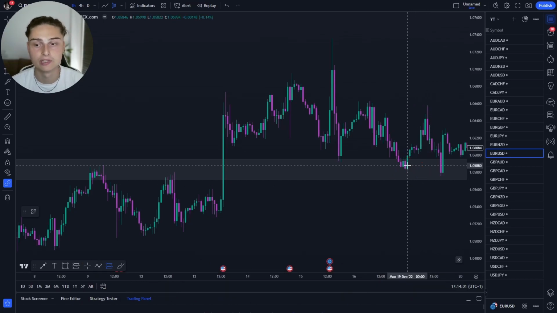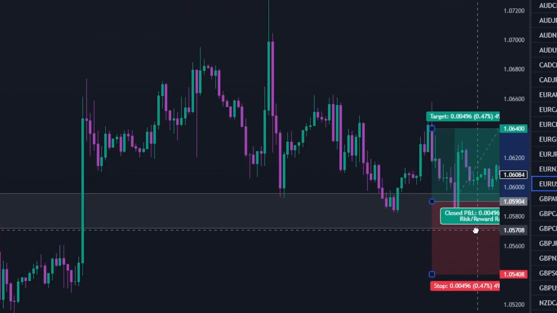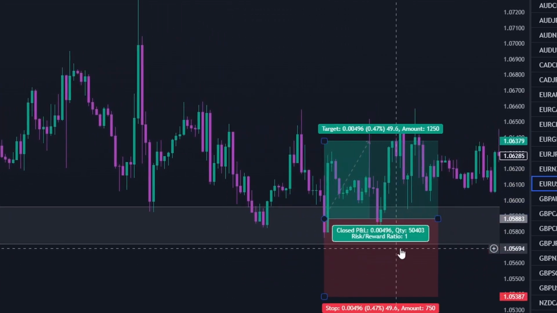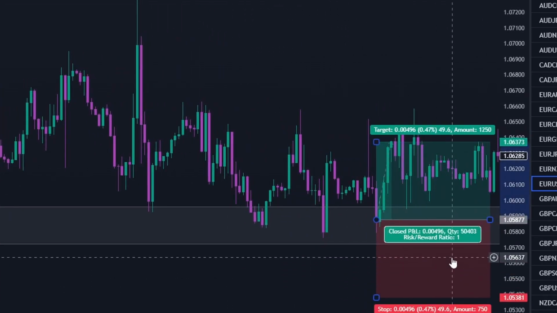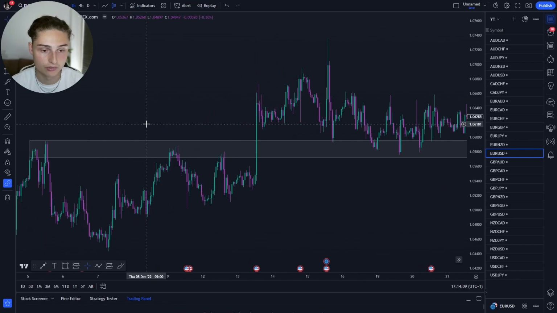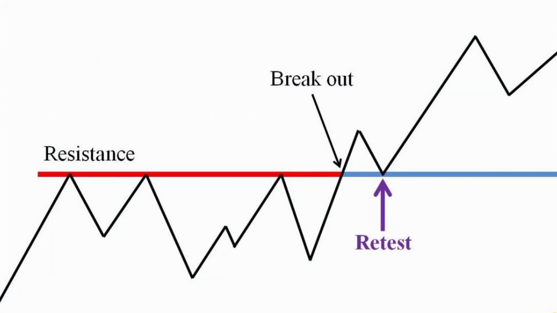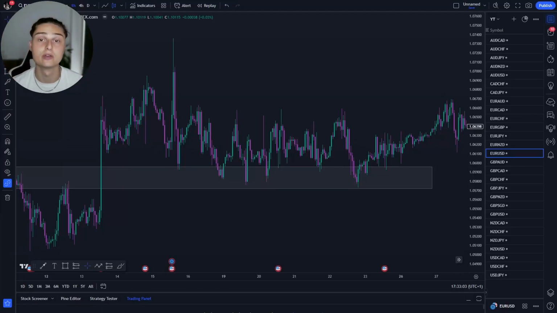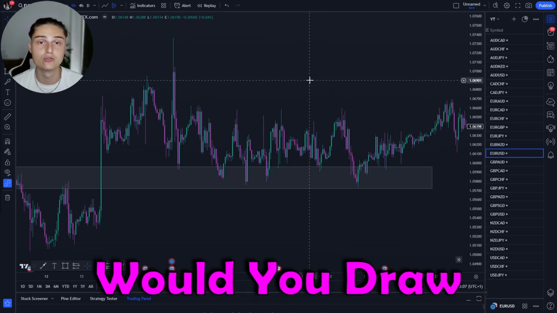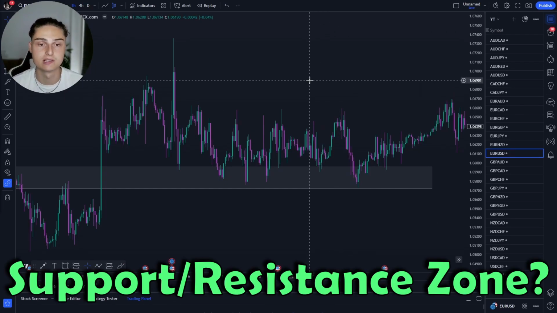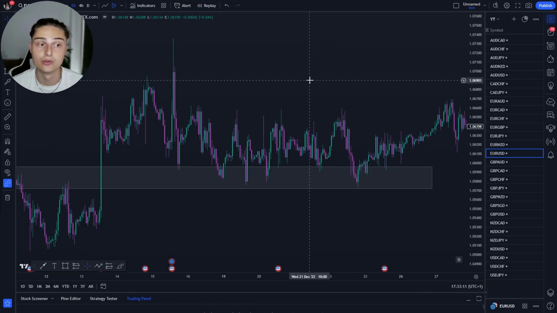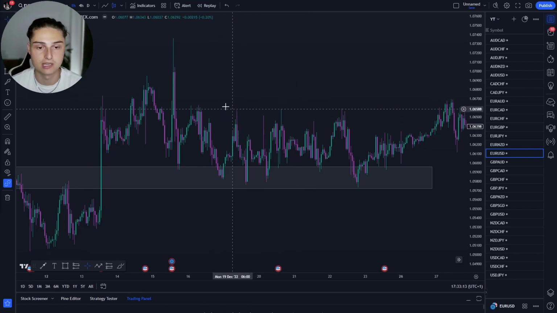So what I'm going to be doing here is I could take a trade here, I could take a trade here, I could take another trade here. And as you can see now, this so-called resistance zone has turned into a support zone where you can also take trades off. So a question I would ask you if you were paying attention is, where here would you draw another support or resistance line? So the answer to that is just here.